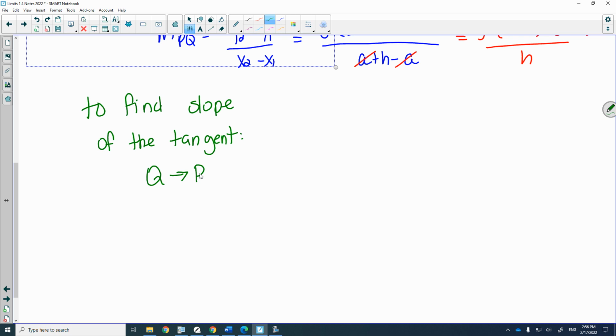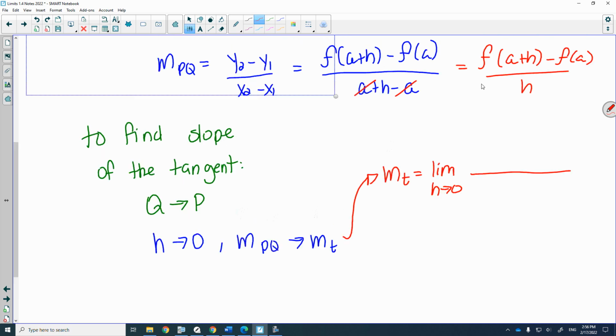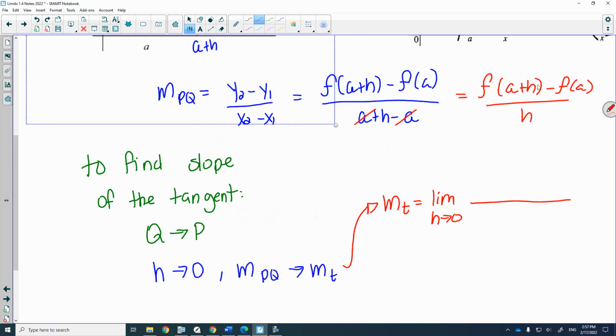So we want Q to approach P, which is the same thing as h approaching 0. And if that happens, then the slope of the secant is going to approach the slope of the tangent. Our equation of the tangent line is going to become the limit as h approaches 0. So instead of x approaching a, we're going to have h approaching 0 of f of a plus h minus f of a all over h.